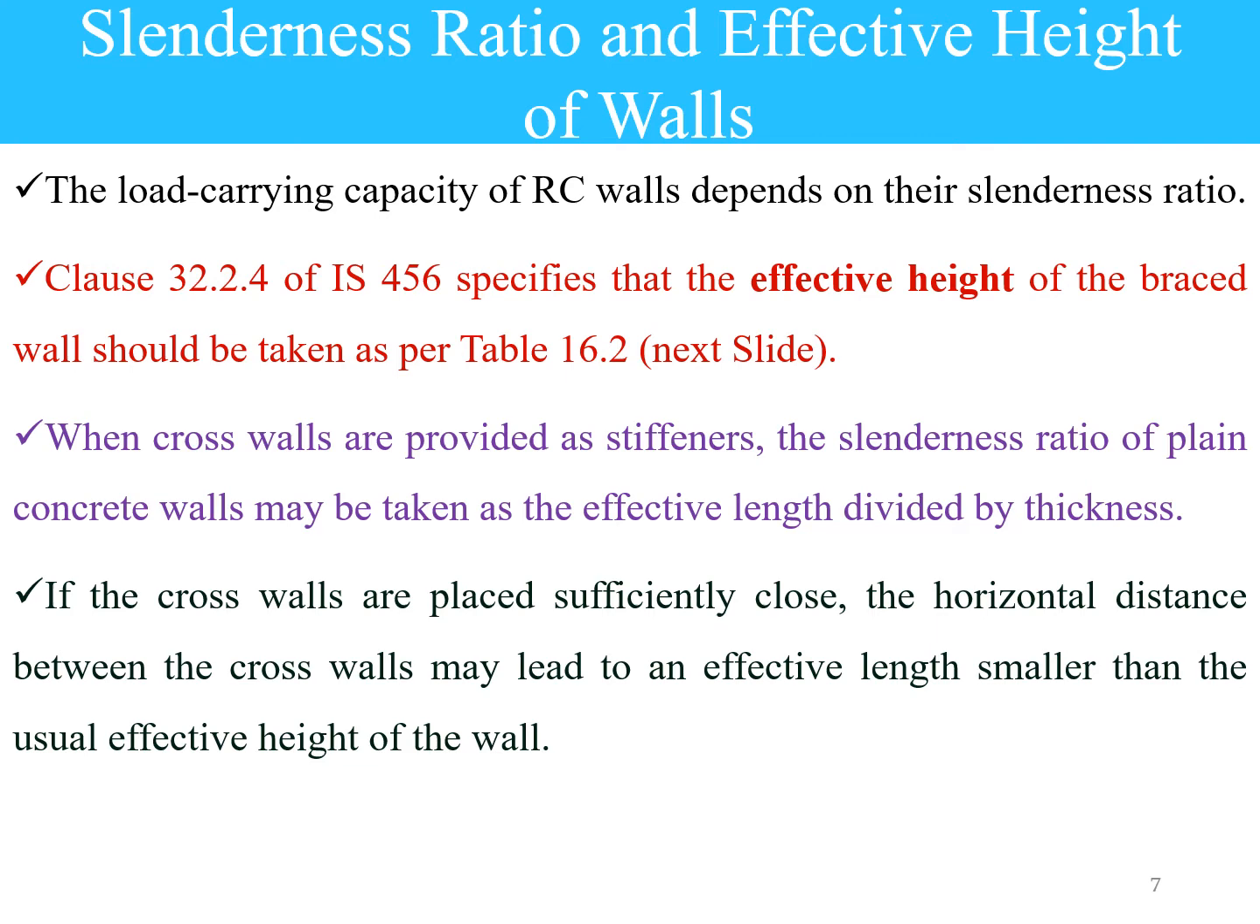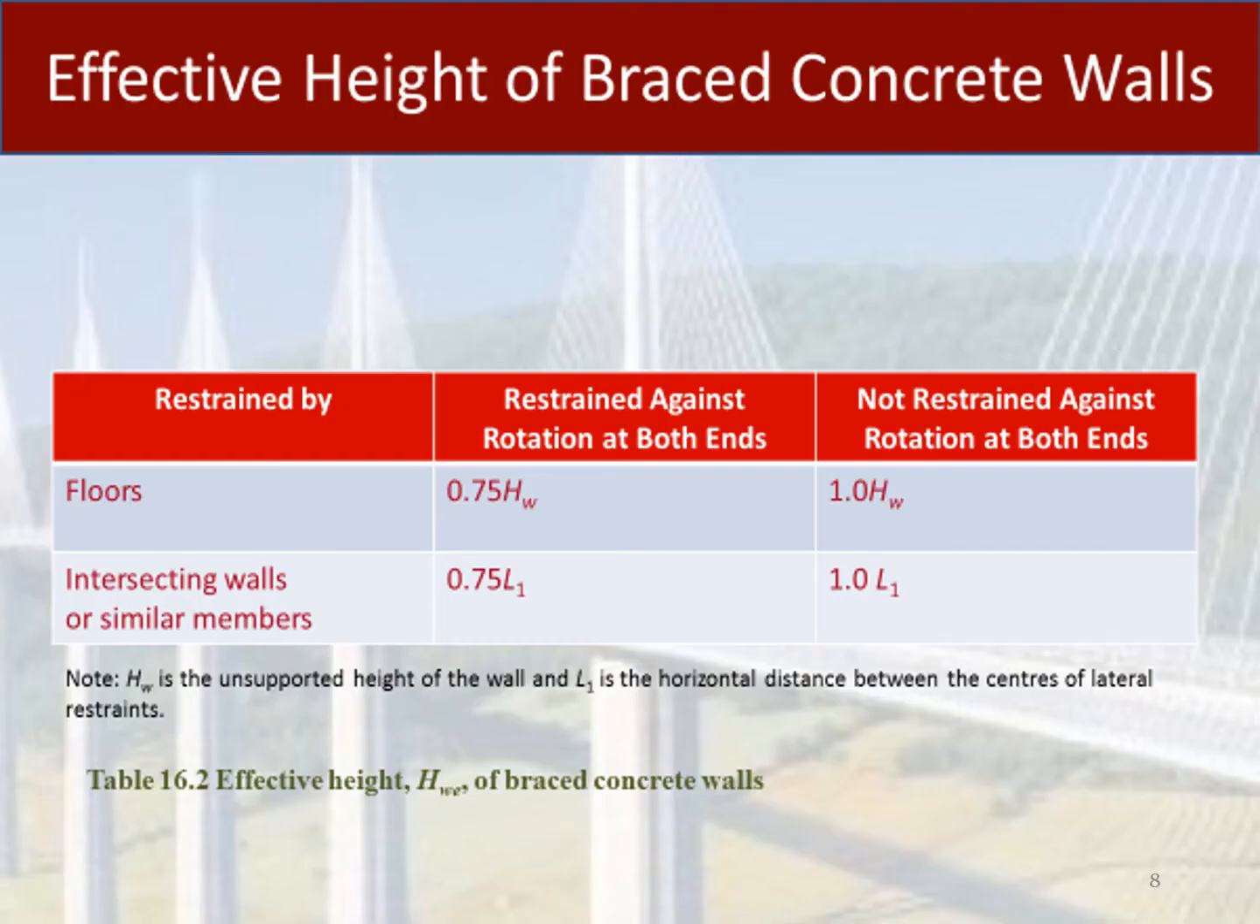If the cross walls are placed sufficiently close, the horizontal distance between the cross walls may lead to an effective length smaller than the usual effective height of my wall systems. Next, this table was taken from IS 456, which helps us to determine the effective height. Based on effective height, we can classify the slenderness ratio.